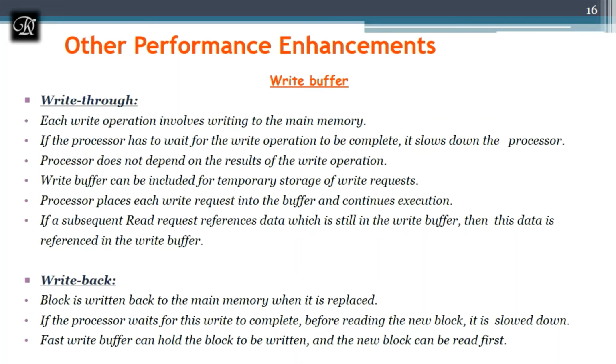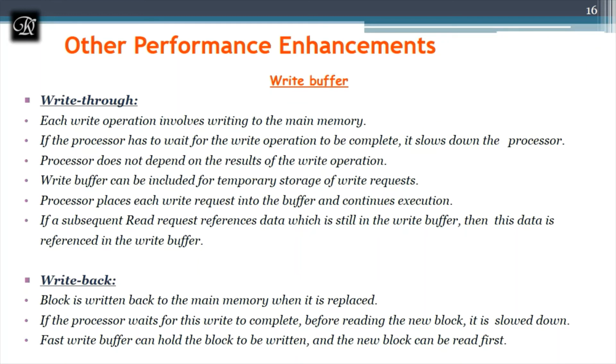The processor places each write request into the buffer and continues execution. If a subsequent read request refers to data which is still in the write buffer, then this data is referenced in the write buffer. So if it is available in the buffer, it can be accessed faster than if it is in the memory.